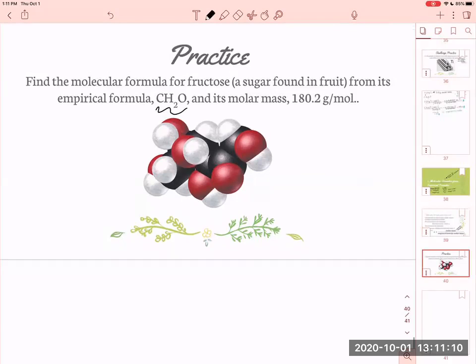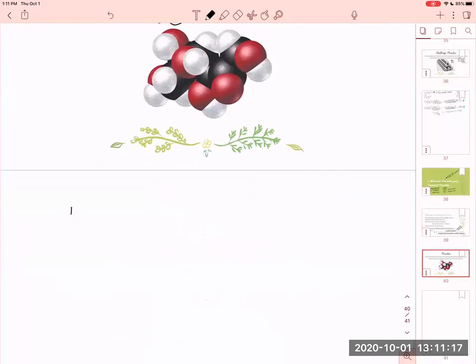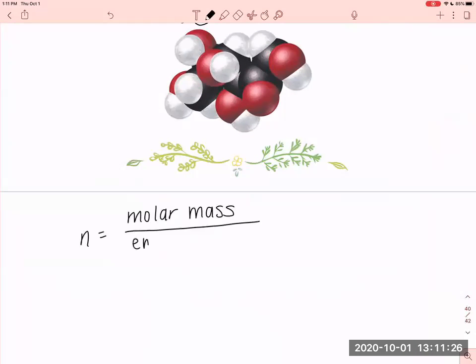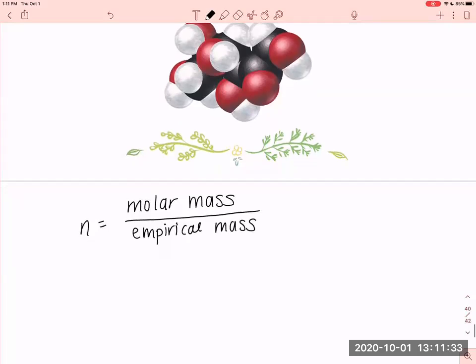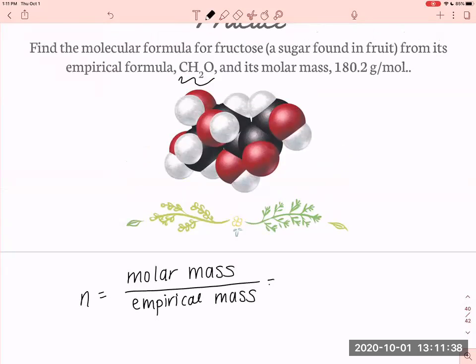So just as a quick reminder, coming from this slide, molar mass is equal to empirical mass times N. So if we're looking for N, we have our molar mass, that's of our molecular formula, over our empirical mass, which is of our empirical formula. It's not times 100, it's not a percent, but that is your N. That's a factor of difference between your two formulas. So what is our molar mass? Well, they told us it's 180.2 grams per mole.